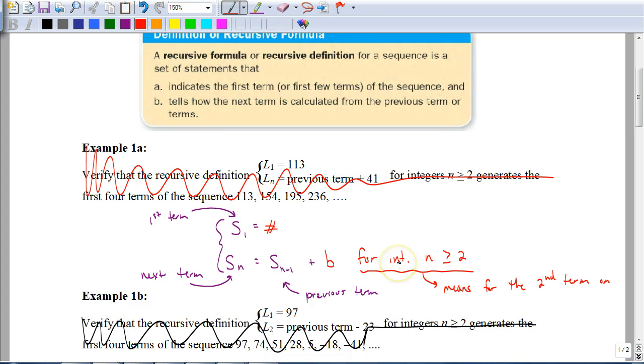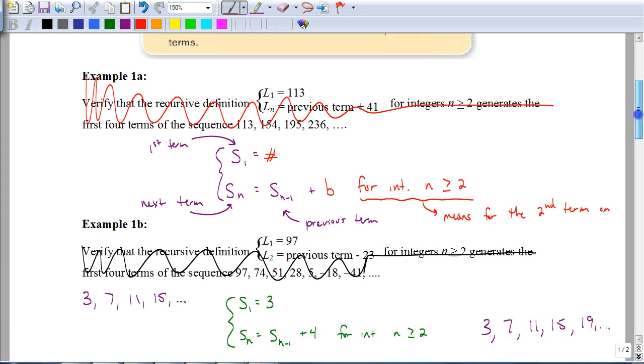Now, we're also going to include this last phrase, for integers n greater than or equal to 2. What that phrase means is that we're going to use the formula, S sub n minus 1 plus whatever we're adding each time, from the second term on, because we already know the first term, so we'd only need to use that formula for the second term on. Right now it's kind of abstract, so let's look at an example.